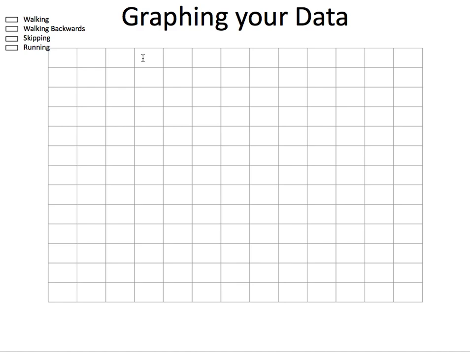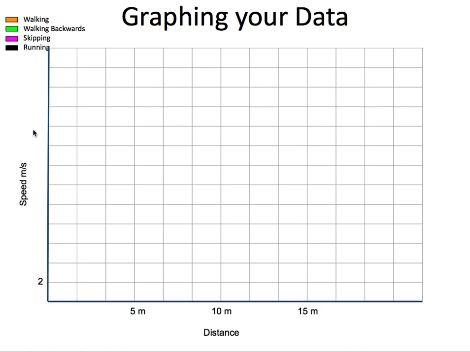When graphing your data, you first want to make sure that you've gone back in your data table that we used to write down our times, and that you've colored a separate color for walking, walking backwards, skipping, and running. So in my example, orange is for walking, green is for walking backwards, pink or fuchsia is for skipping, and black is for running.